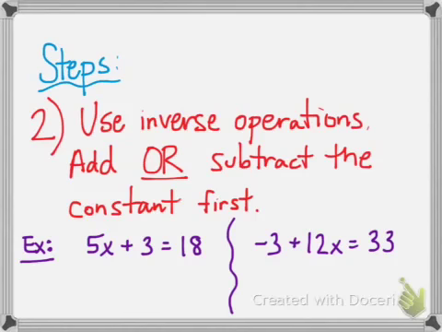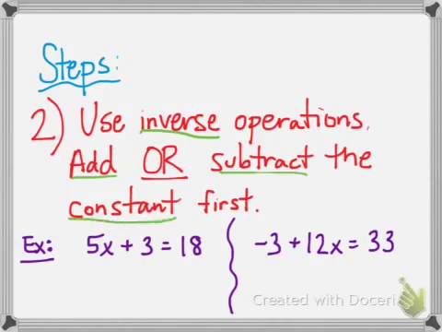The second step is to use inverse operations, add or subtract the constant first. Remember that inverse operations, or inverse, means the opposite operation. And then we always want to use addition or subtraction first based on what we see in our equation. The constant is a number that is by itself.